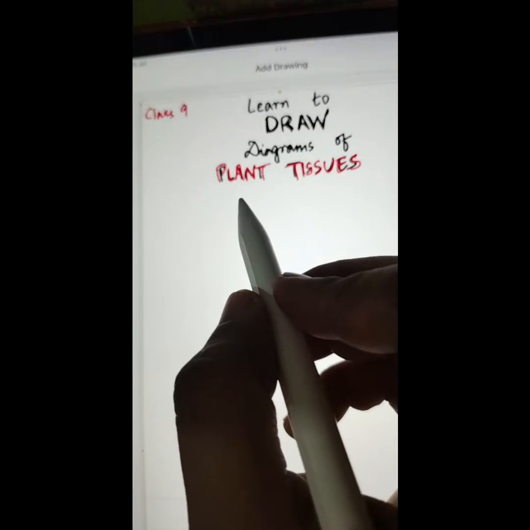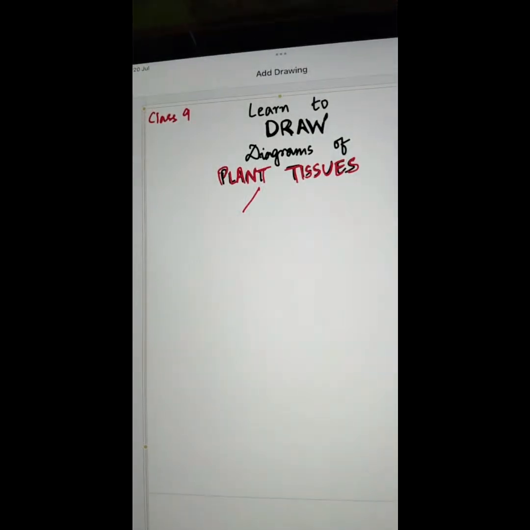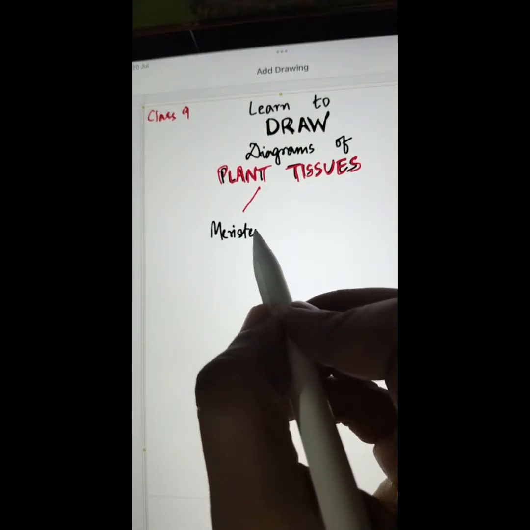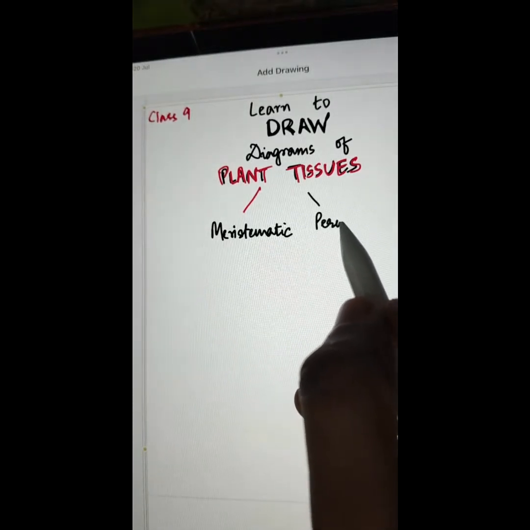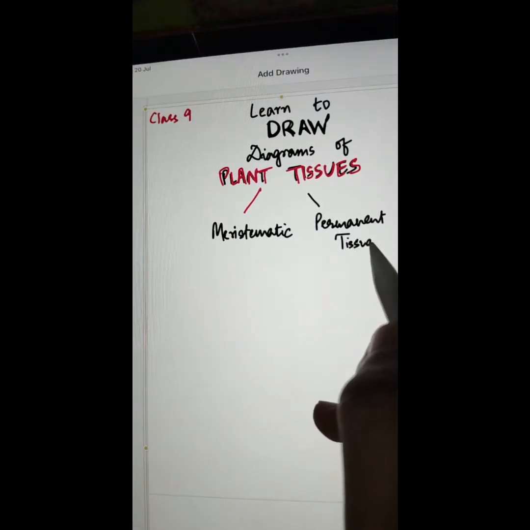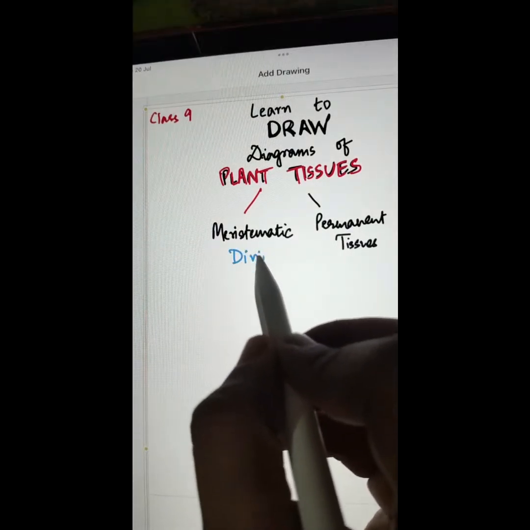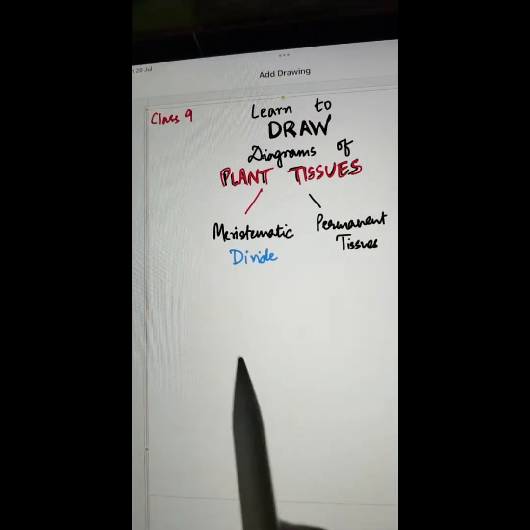So before I begin for the plant tissues, you must know that plant tissues are of two types according to the book, meristematic and the permanent tissues. As I'll speak, I'll talk about them as well. So meristematic tissues are the ones that continuously divide. They keep on dividing and form new cells. We as humans don't have such type of meristematic tissues.